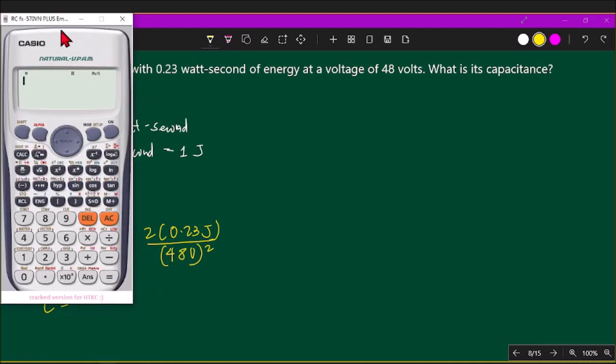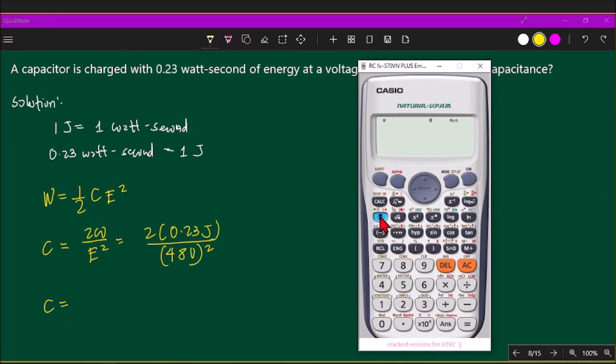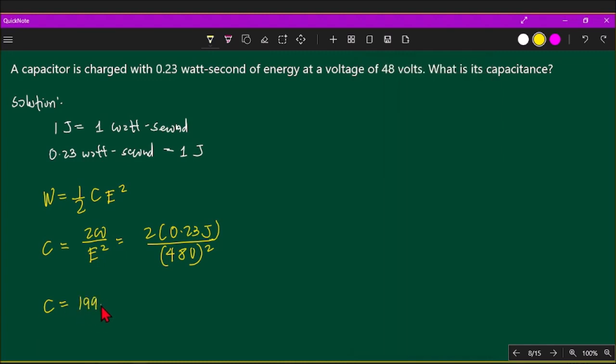By using our calculator, we have 2 times 0.23, then divide by 48 squared, and our answer is 0.0019. We just push our ENG so that we could have this one in engineering notation. That will be equivalent to 199.65 microfarads, and this now will be our answer for this problem.